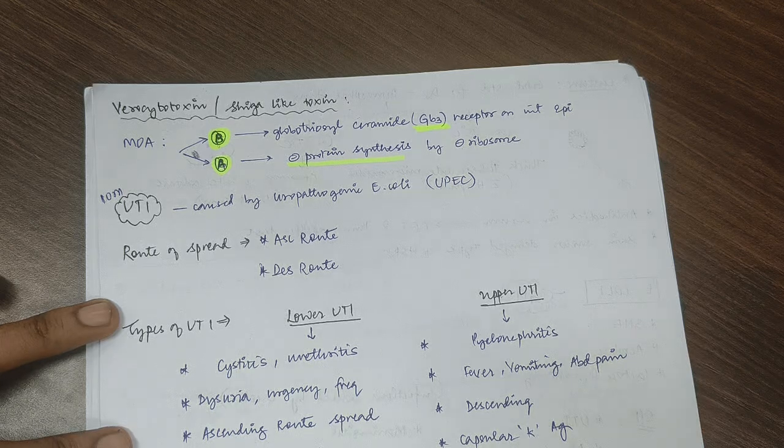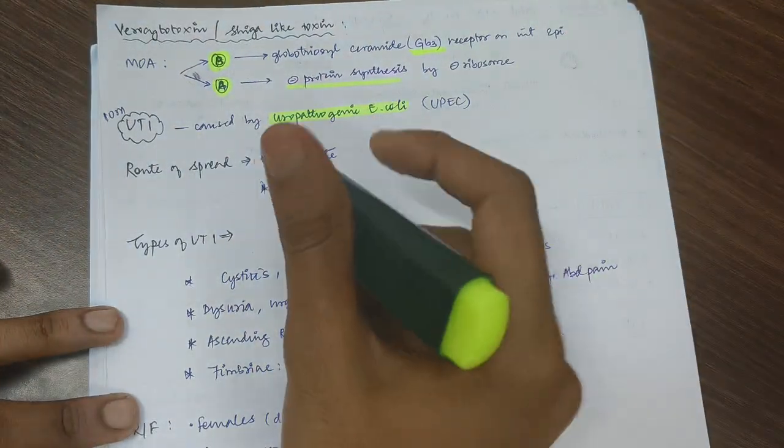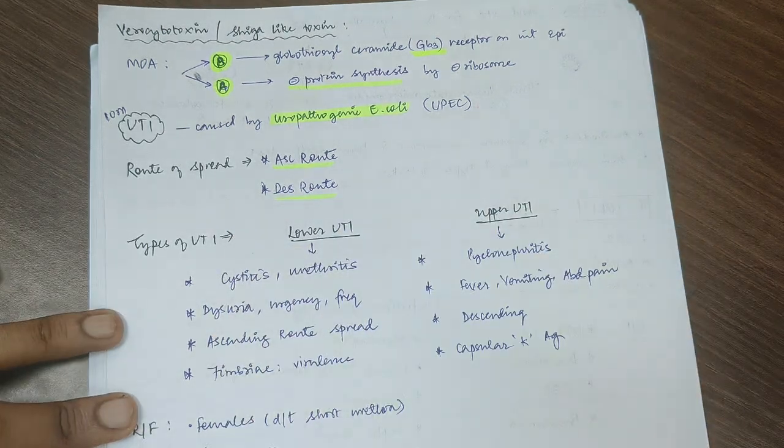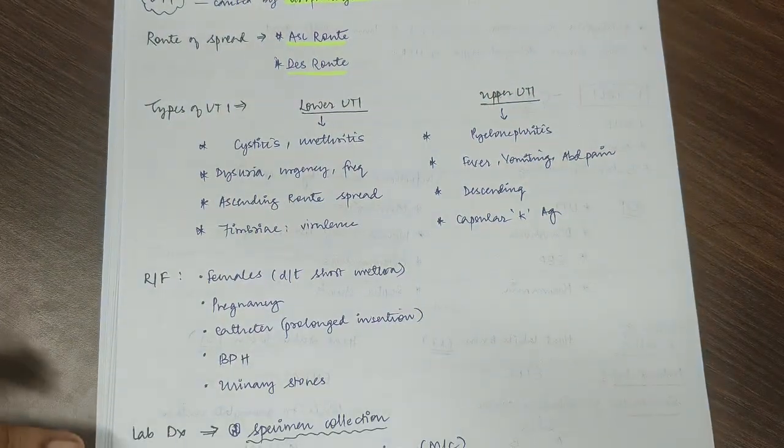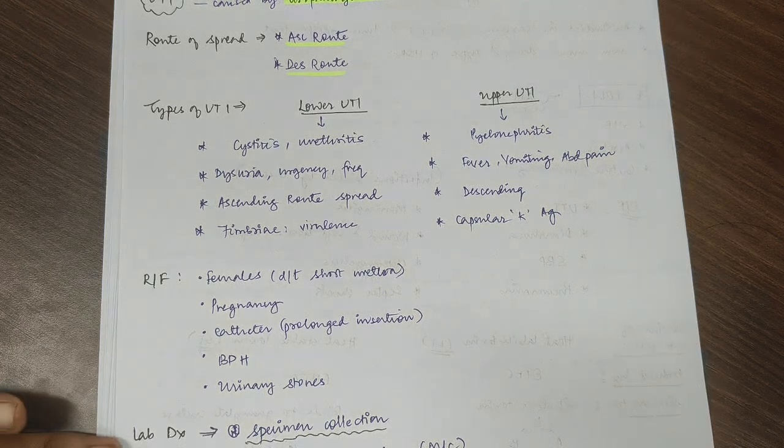So coming to the UTI, which is most commonly caused by uropathogenic E. coli. What is the route of spread? Ascending route and descending route. You are going to see the ascending route from the lower bladder and the urethra. The infection is ascending, that is ascending UTI. And if it is descending from the kidney and the pelvis, it is going down towards the bladder and urethra. It is called the descending route of UTI.